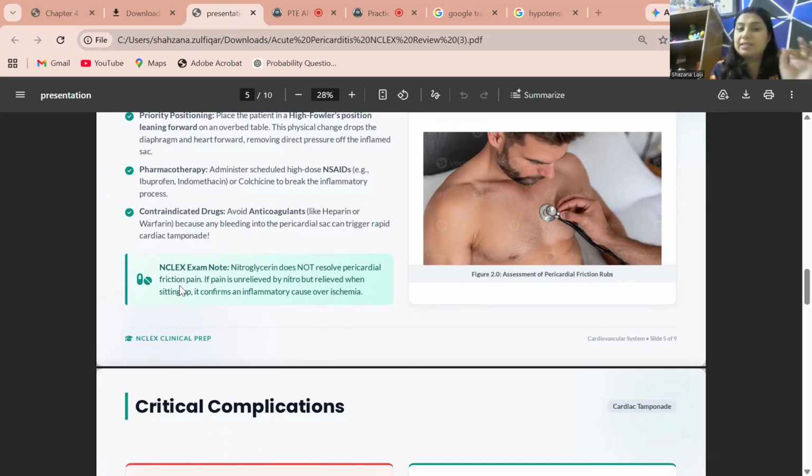As I previously told you, and this is the second time I discuss this point, a note for the NCLEX exam: nitroglycerin does not relieve pericardial pain. So if pain is unrelieved by nitroglycerin but relieved when sitting up, it confirms the diagnosis that the patient has acute pericarditis. NCLEX will try to trick you here with ischemic treatment and acute pericarditis treatment.